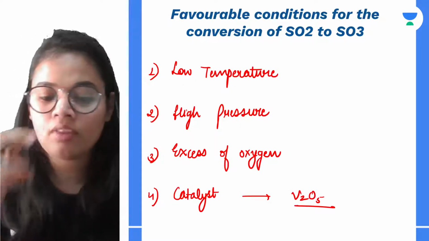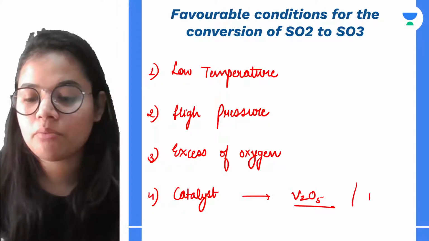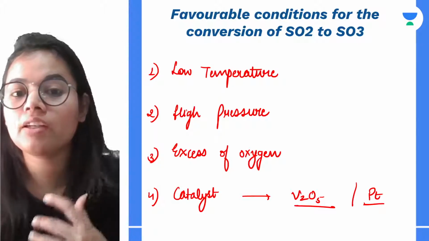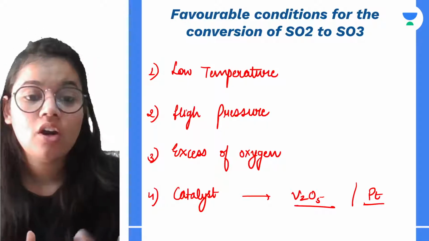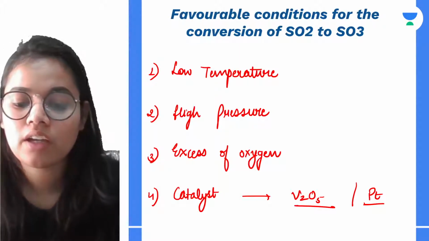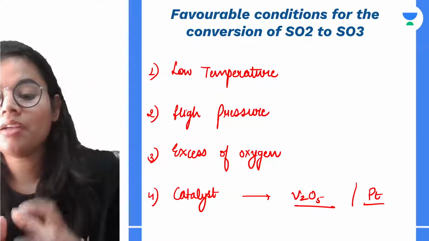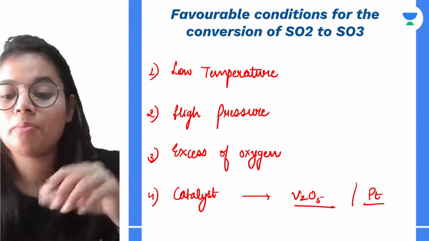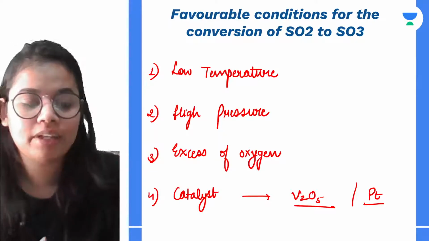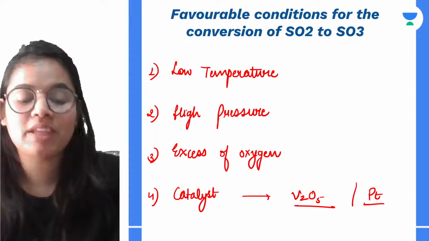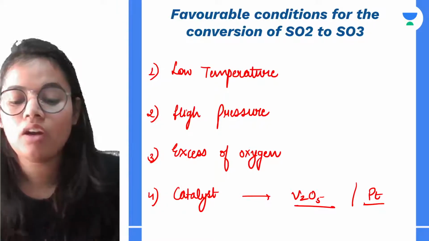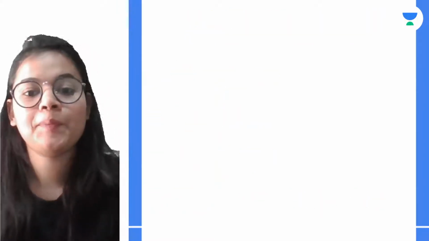Also, we can use platinum. Here you might be asked why do we prefer vanadium pentoxide over platinum? Platinum is a noble metal, so of course it is very expensive, right? Therefore, we avoid using platinum and go for vanadium pentoxide.